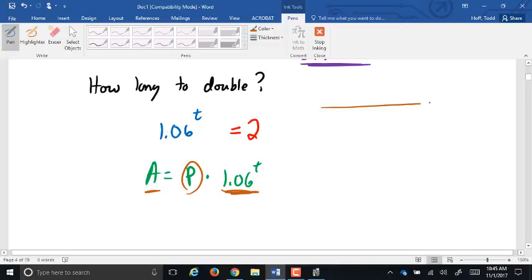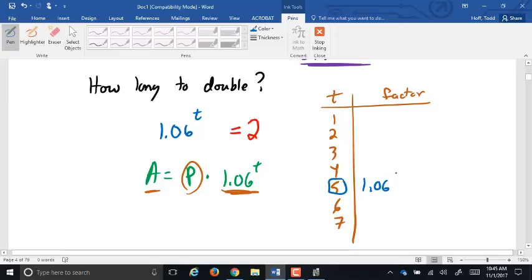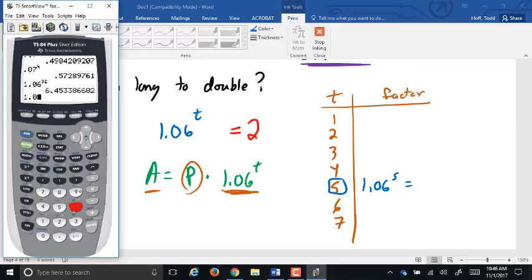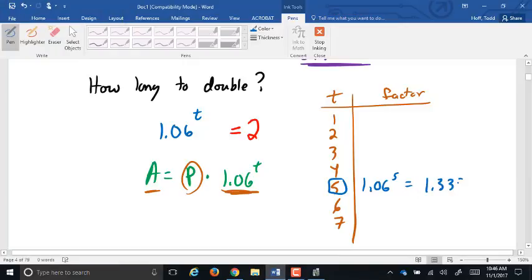So you would make that table, again, of time in years and your factor amount here. 1, 2, 3, 4, 5, 6, 7, and so on. Let's try 5. 1.06 to the power of 5, what would that give us? I'm getting 1.338. Does that sound right? Okay, so that's way too small.